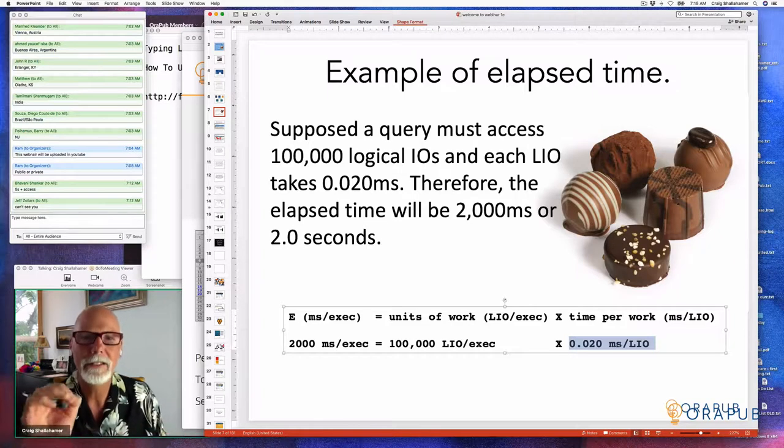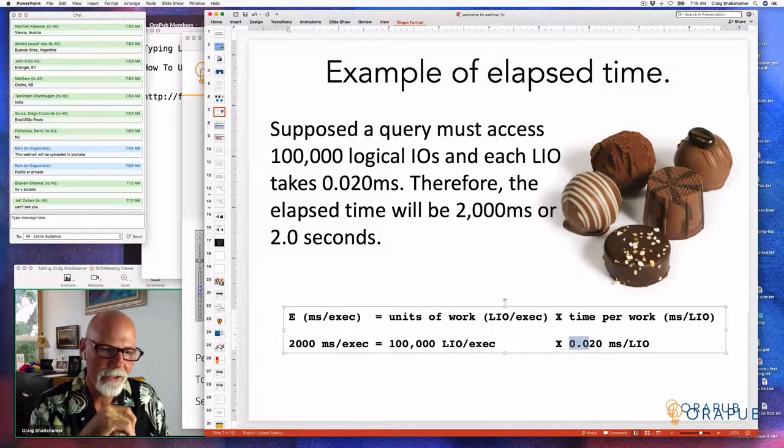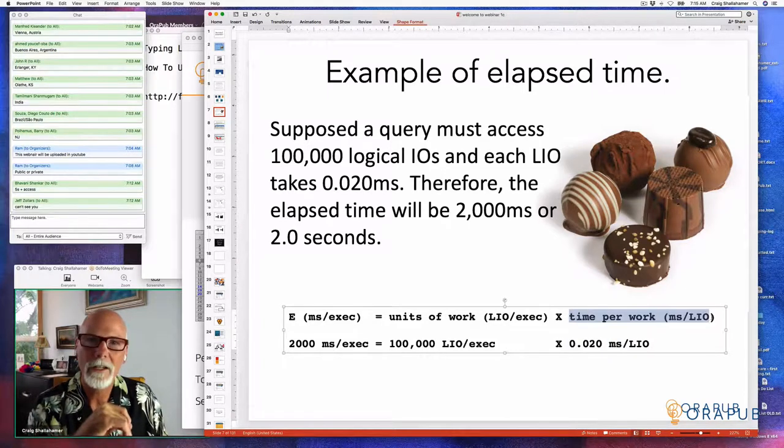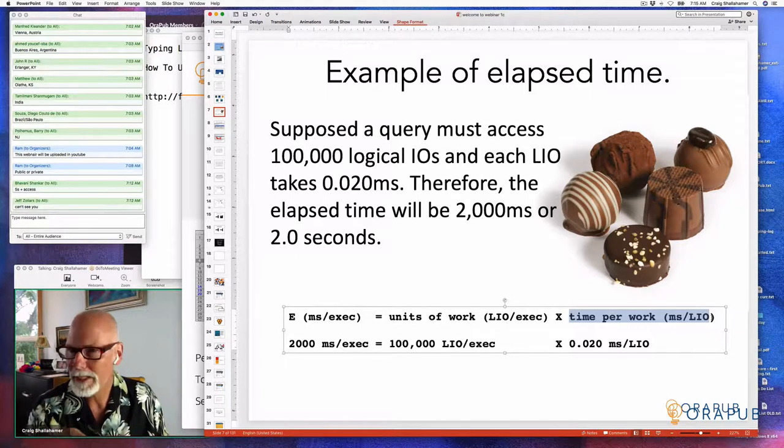Now, how does this relate to queuing theory? It's because this 0.02, the time to process one piece of work, is what's called the response time. And response time is super key to understanding queuing theory and the components of response time.